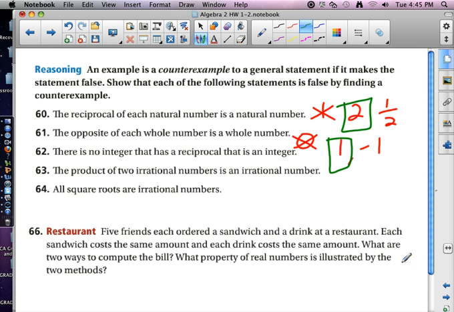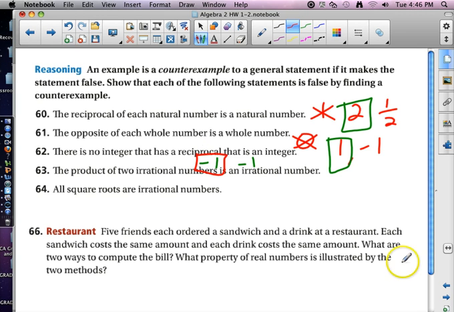Number 62 says there is no integer that has a reciprocal that is an integer. So what we want to do is find an integer that does have a reciprocal that is an integer. Well, integers start with a negative, so I guess I'm going to go ahead and do probably one of the most basic integers you guys could think of, which would just be -1. And what we want is the reciprocal of -1, and the reciprocal of -1 is -1. So that is an integer. And -1 would be a counterexample.